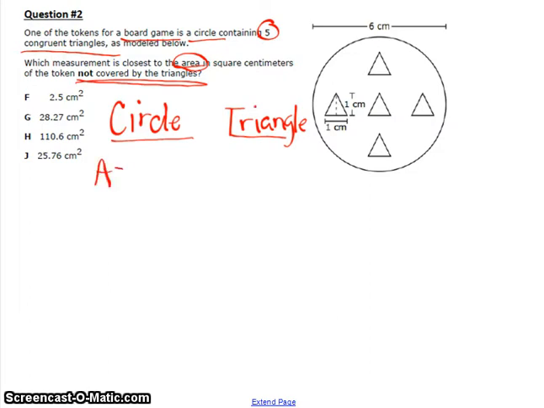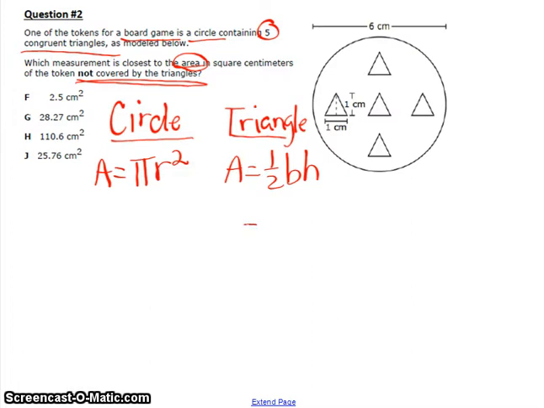Your area formula for a circle, you should have written pi r squared. The area formula for a triangle is 1/2 base times height. Okay, so I'm going to work the triangles first. I need to find the area of one triangle and multiply it by 5 because I have 5 congruent triangles.